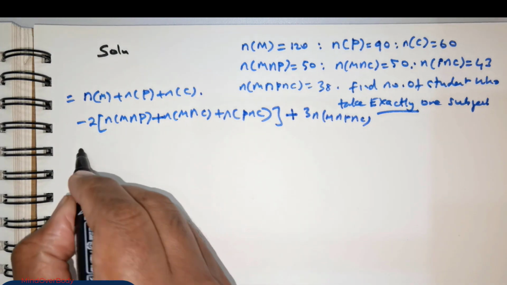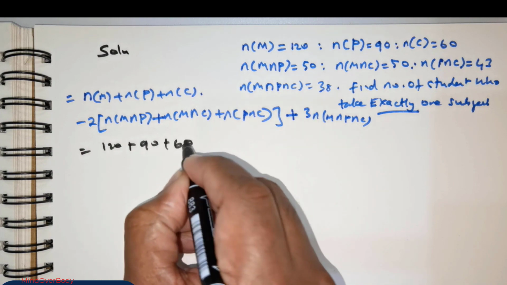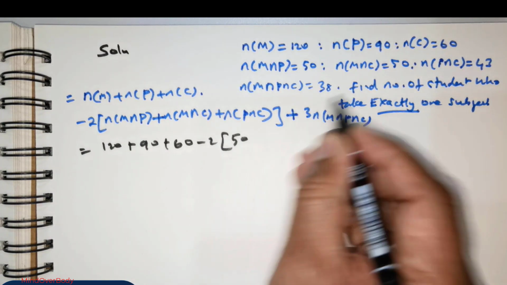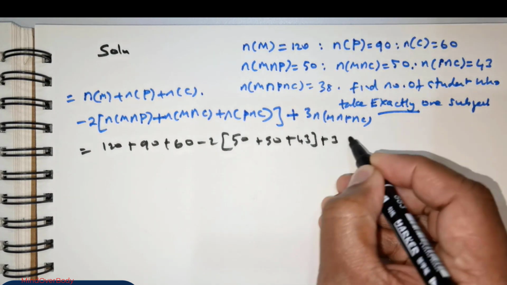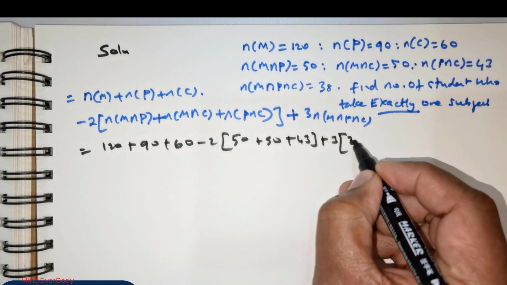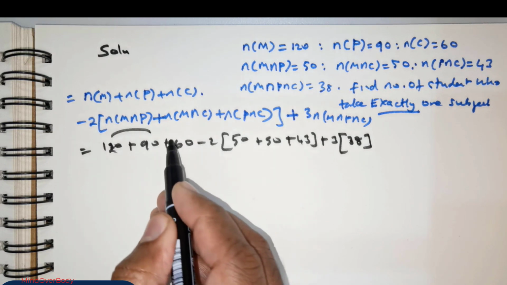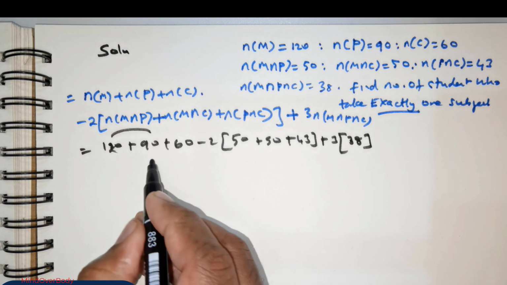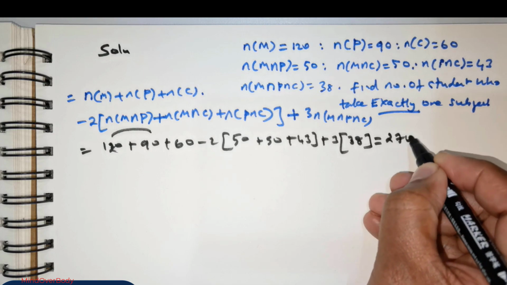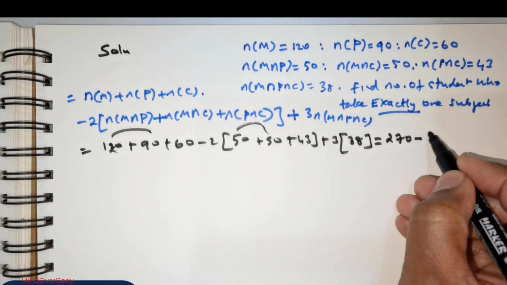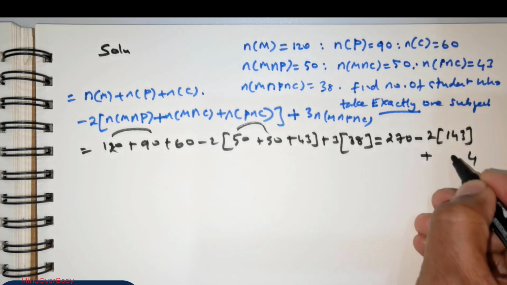Now just substitute the data. Number of students who take math 120, physics 90, chemistry 60, minus 2 times (50 plus 50 plus 43), plus 3 times the people who take all three subjects, which is 38. Now this is 120, right? So 120 added with 90 gives 210, plus 60 is 270, minus 2 times 143, plus 3 times 38.